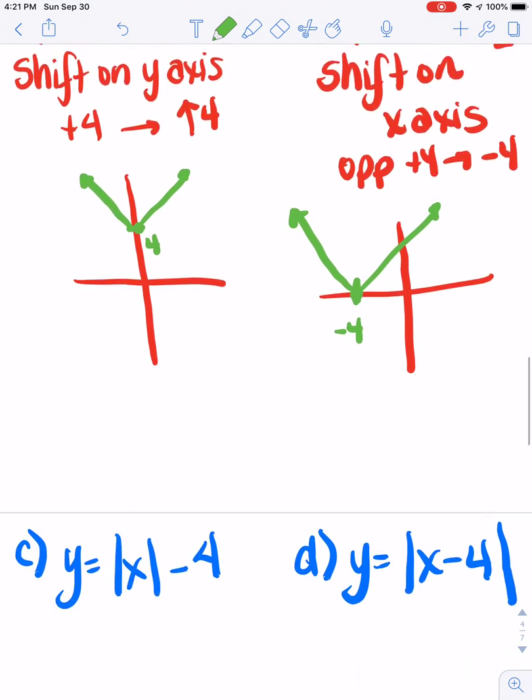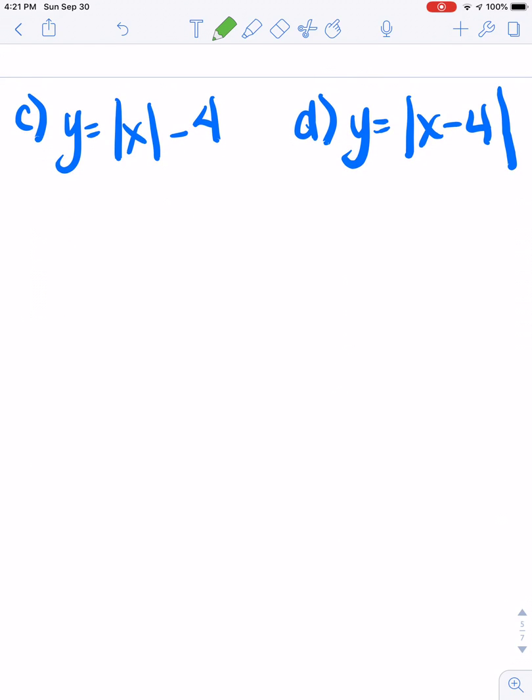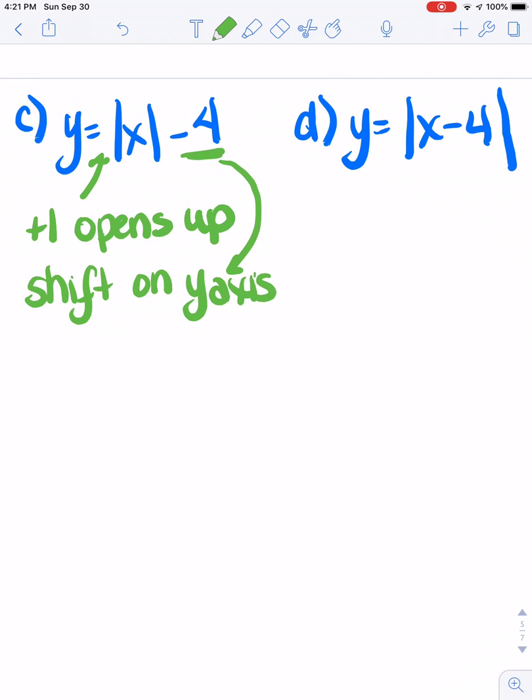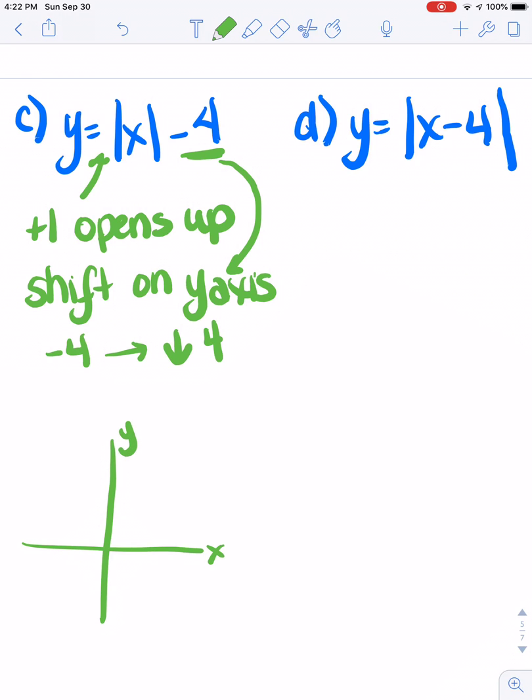Okay, let's go down to the next ones. Okay, on this one, again, no number in front, so I assume it's a positive 1, which means it opens up. This minus 4 on the end means that it's a shift on the y-axis. So if it's minus 4, that means it goes down 4. So if I have my x and y axis here, down 4 would be down to negative 4. And that would be my graph.